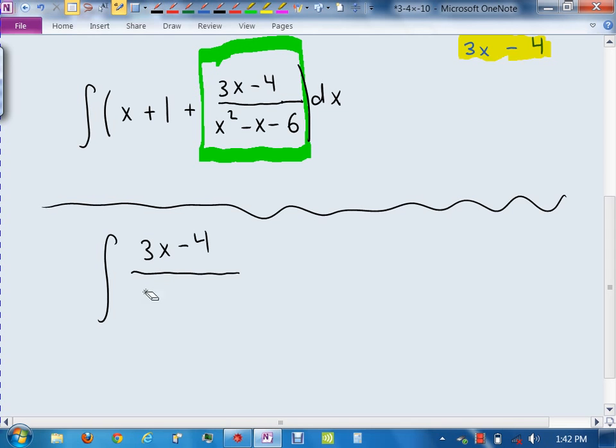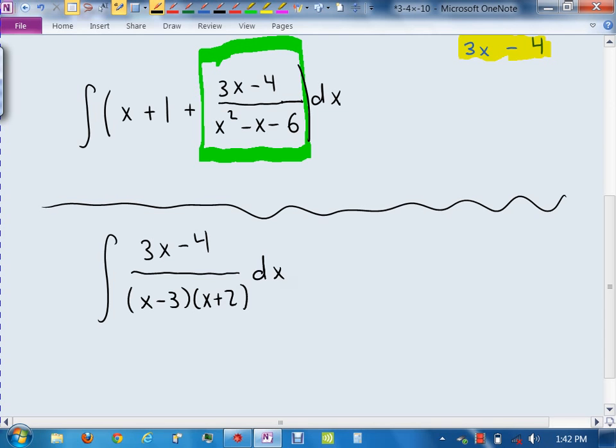Let me factor it. It factors to be what? (x minus 3)(x plus 2), right? dx. And I have how many? Well, someone tell me about my denominator. I have what? Two terms.